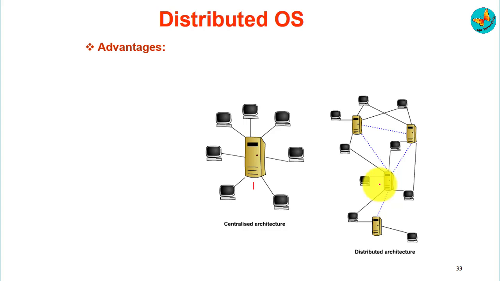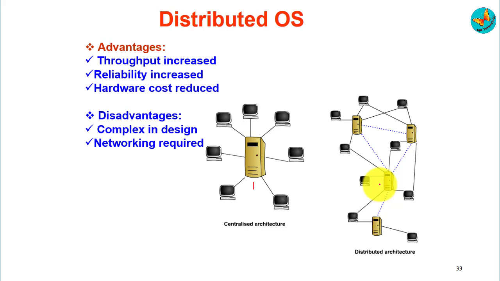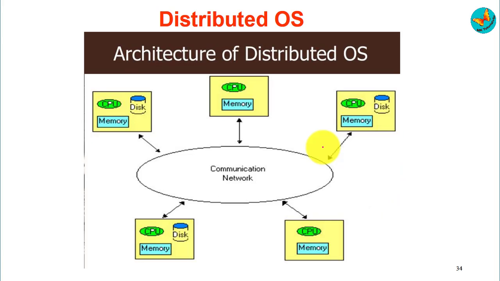So let us try to understand the advantages. Obviously the first advantage is that throughput is increased, and reliability is also increased. Hardware cost is reduced, right? Then what about disadvantages? It is complex in design, and to enable the communication between these different servers, obviously networking is required, right? So this is all about the distributed operating system.